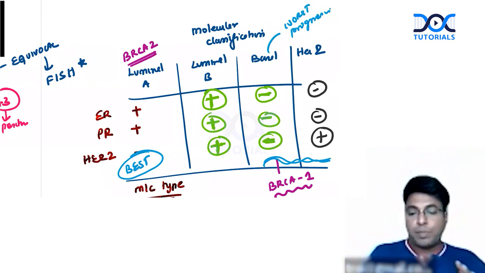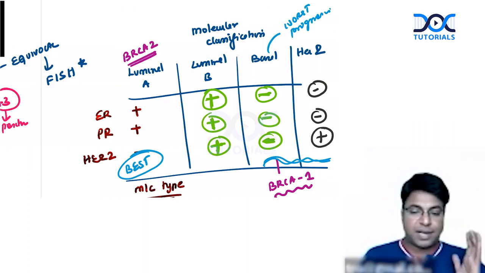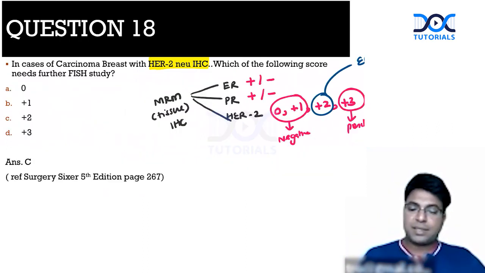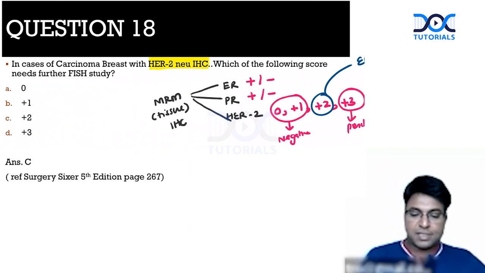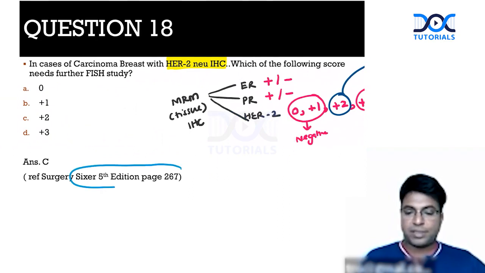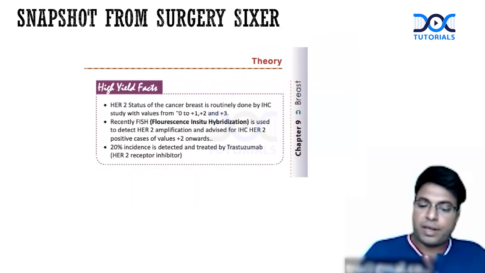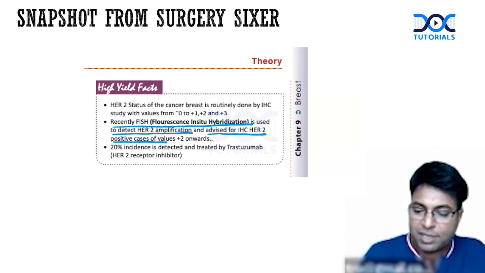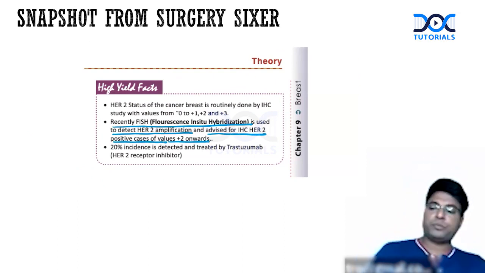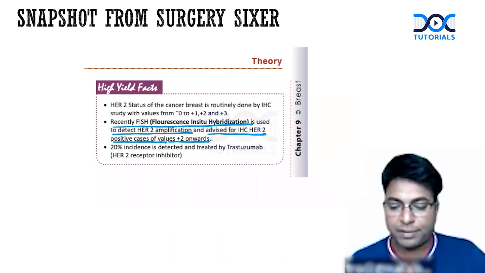So these are all questions you'll be reading in pathology, though it is not a straightforward surgery question. Since it is coming from Cancer Plus, I just wanted to put one point here, because this is already discussed in surgery 6R. We have already made a discussion on this topic. Recently, FISH is used to detect HER2 amplification and advised for IHC HER2 positive cases of +2 onwards. Okay, +2 cases onwards, we will do that.